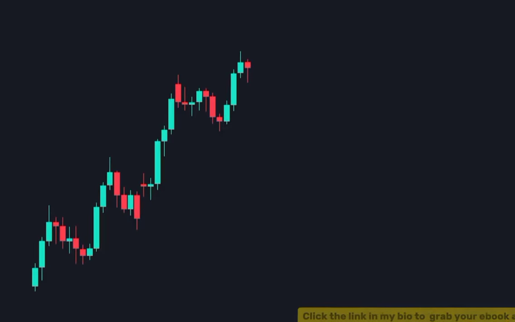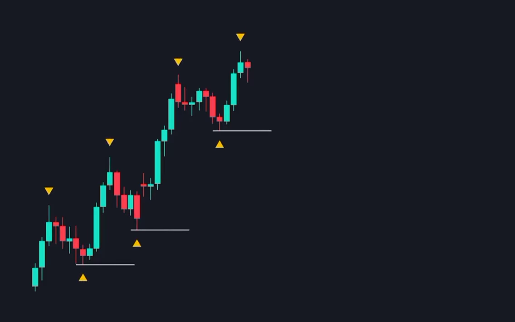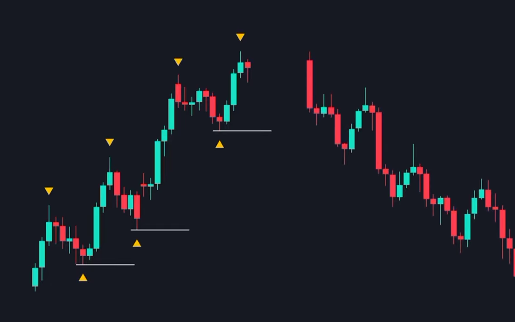What we want to see is a clear trending market. In an uptrend, the price should make higher highs and higher lows while respecting the swing lows. In a downtrend, the price should make lower lows and lower highs while respecting the swing highs.